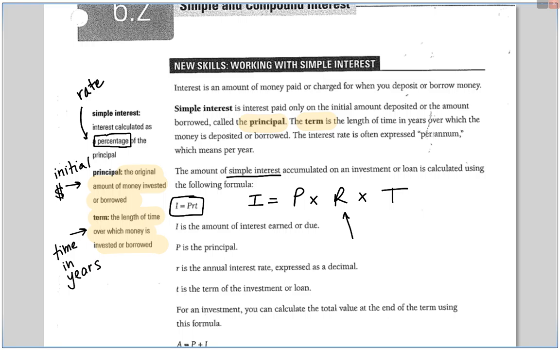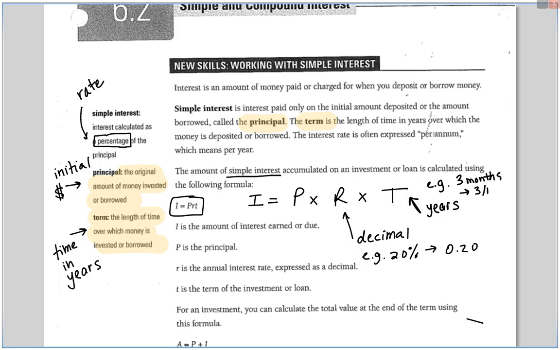The R stands for rate, but it is going to be a decimal. So if it was 20%, you would go to 0.20. And time is in years. So example, if it was 3 months, you would go 3 divided by 12.